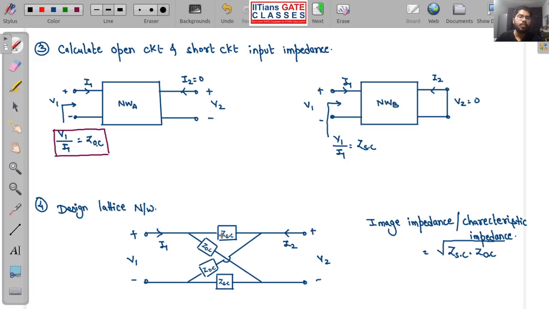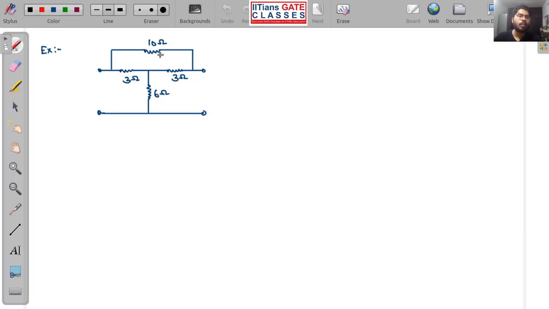Then I need to place this ZSC and ZOC like this. Okay, ZSC will be placed on the top side and Z open circuit will be placed on the inner side of the lattice network. Now one important thing they have always asked is about image impedance. This is one of the transmission line parameters, also known as characteristic impedance. It is equal to the square root of ZSC into ZOC. So now I am going to explain this with the help of an example. Okay, we are going to calculate the characteristic impedance at the end.